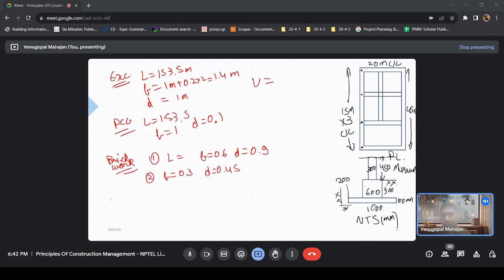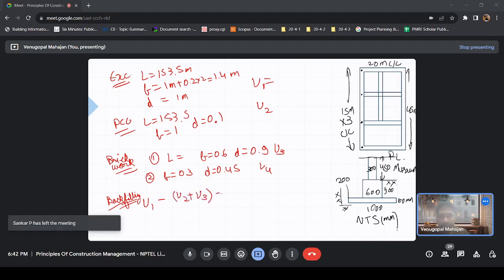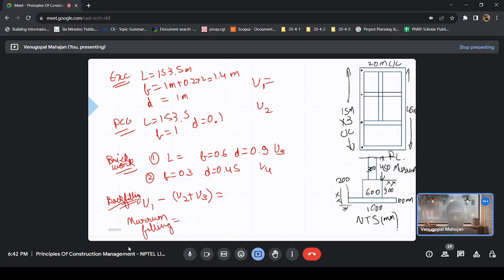Then we have got what? Backfilling. That would be V1 minus, if this is your V2, this is your V3, this is your V4. So V1 minus V2 plus V3. What about Muram filling? Anybody?